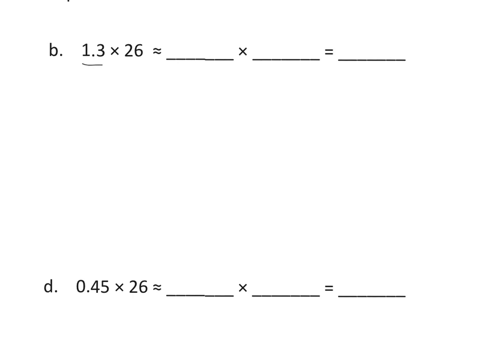That's closer to 1 than it is to 2. And 26, you know what? We don't need to round 26 because we know that 1 times any number is the same number. So 1 times 26 is 26. Our estimation is going to be around 26. And since I rounded this down, our actual number is going to be higher. Our product is going to be higher than 26.